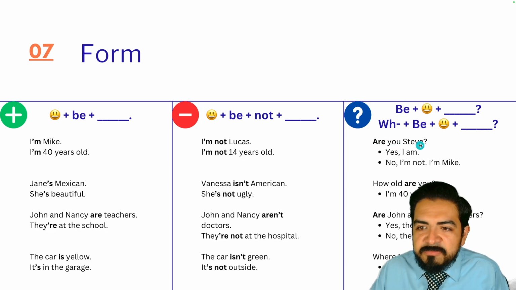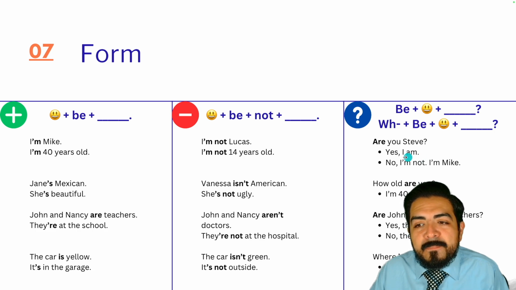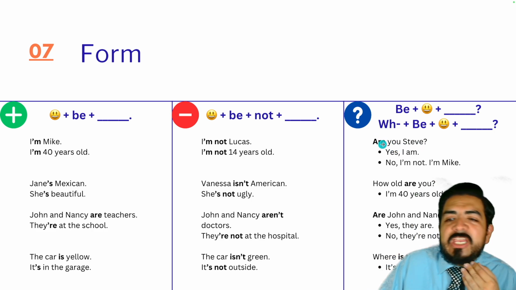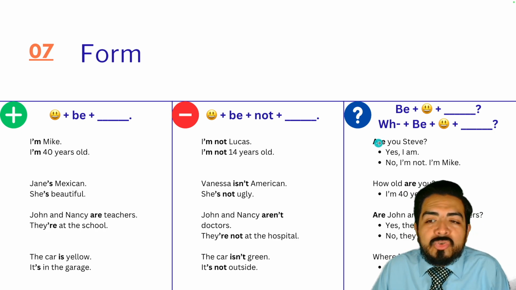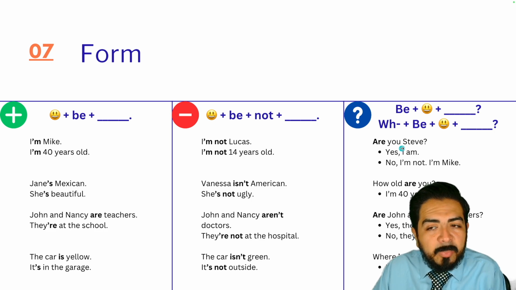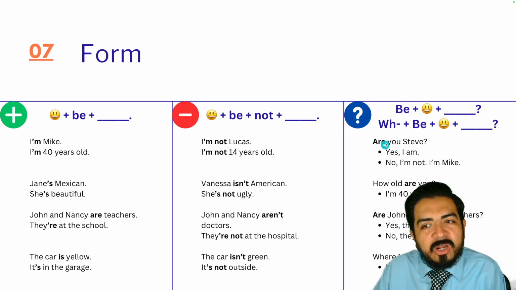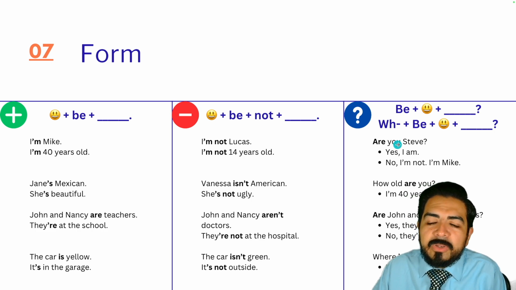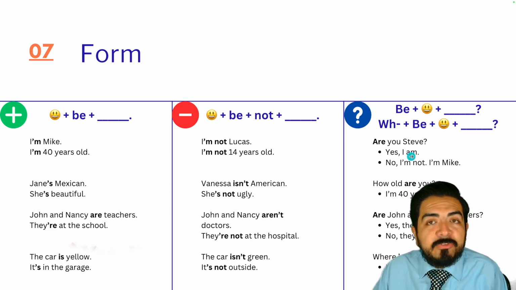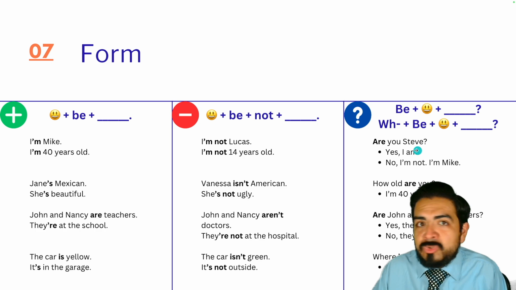Are you Steve? Yes, I am. No, I'm not. I'm Mike. You see? Okay? The verb be, the subject, and the complement. And here, when you say are is conjugated depending on the subject on the right. Okay? This is important. Are you, because are is used for you. Okay? In the short answers, when you say I am, we don't use contraction I'm. Okay? Very important. In affirmative form, we don't use contraction.